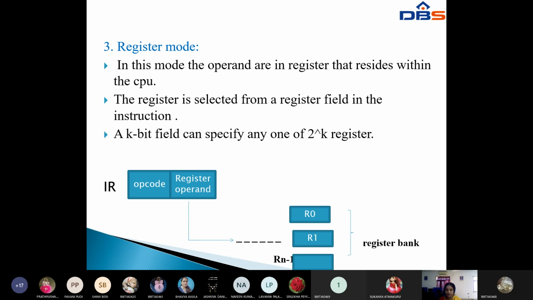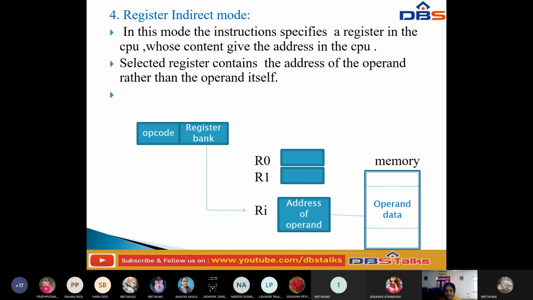Next, the fourth one, the register indirect mode. What is the use of register indirect mode? In this mode, the instruction specifies a register in the CPU whose content gives the address. So the contents give the address.